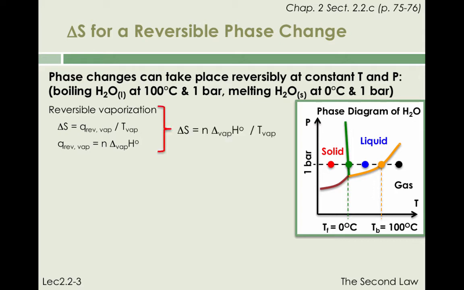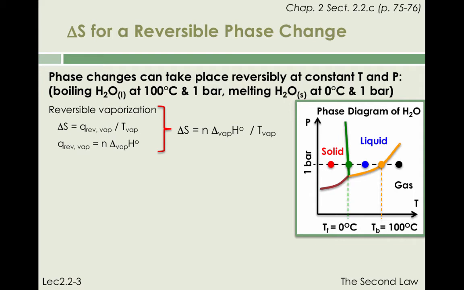So the change in entropy of vaporization for N moles of a substance is equal to N times delta H vaporization standard divided by T vaporization. Make sure you remember to express temperature in degree Kelvin, as we always should do in thermodynamics.